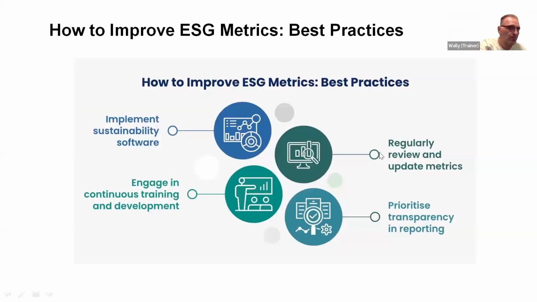Okay, how do we improve environmental, social, governance metrics? The best practices are very simple. One, implement sustainability software, which is commonly available in today's software world, depending on your industry. Two, engage in continuous training and development. Three, regularly review and update the metrics based on the business and the industry you're in. And four, prioritize transparency in reporting. Do not keep secrets.